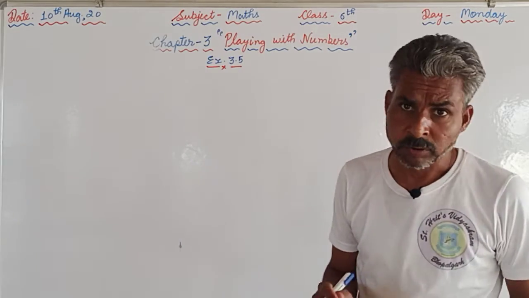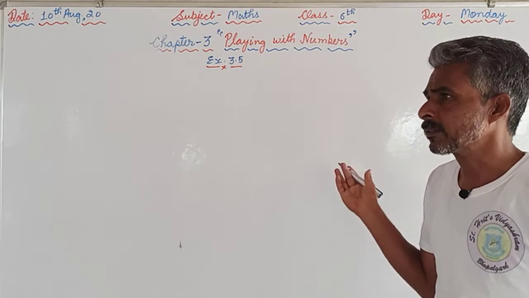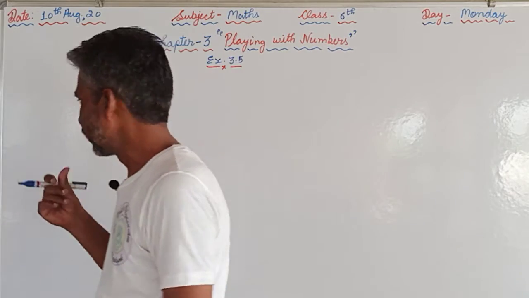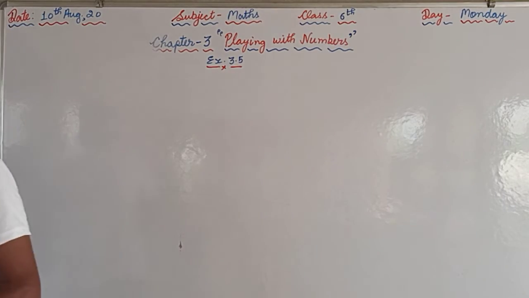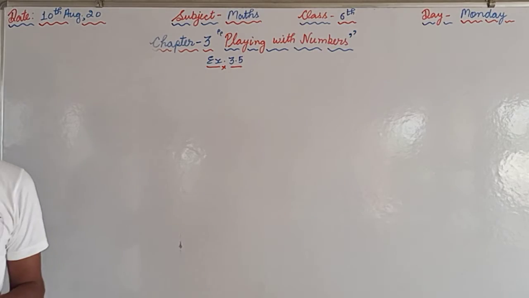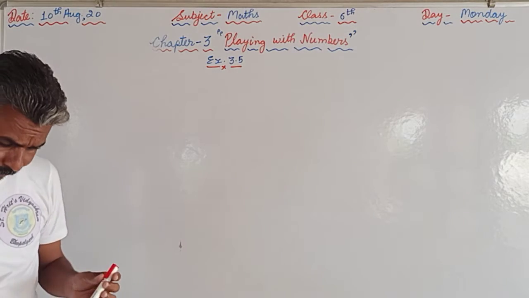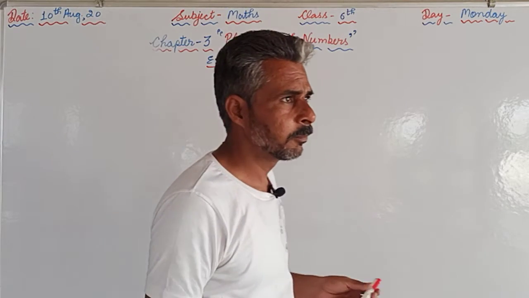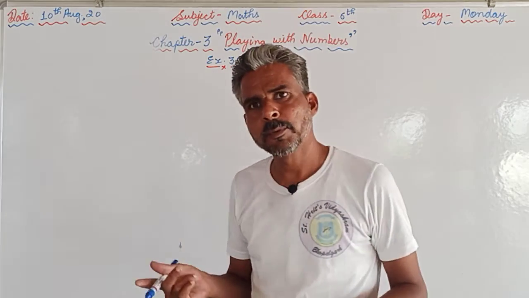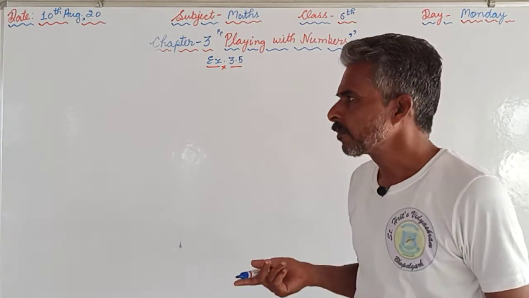So again we are ready with today's video. This video is for class 6 and the subject is maths, and we are continuing the same chapter, chapter number 3, and the name of the chapter is Playing with Numbers. As you all know, we have already completed exercise 3.1, 3.2, 3.3 as well as 3.4.